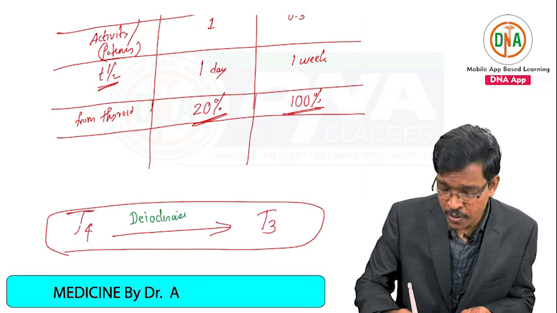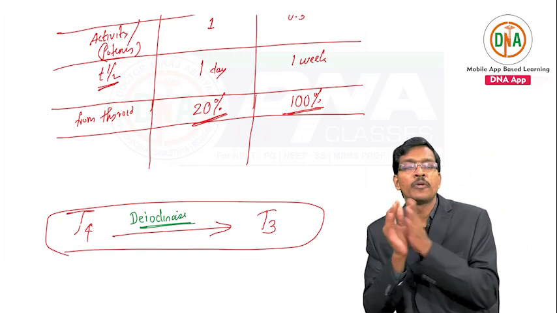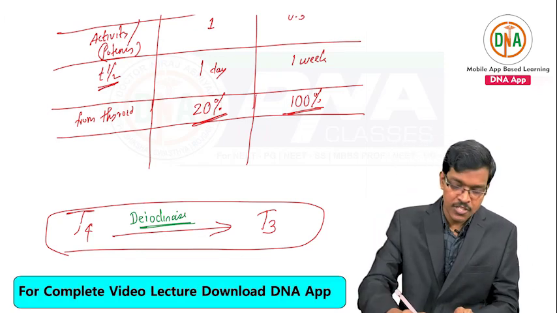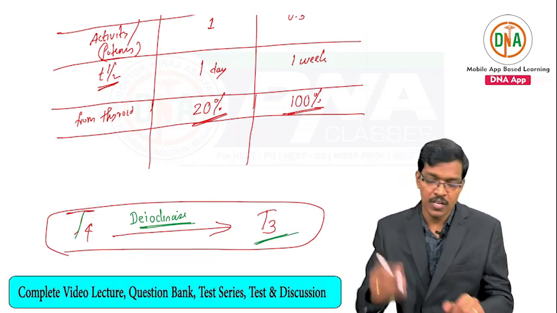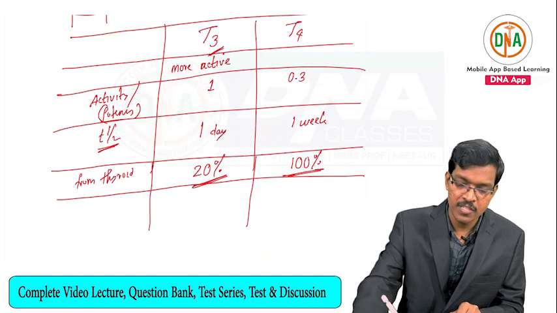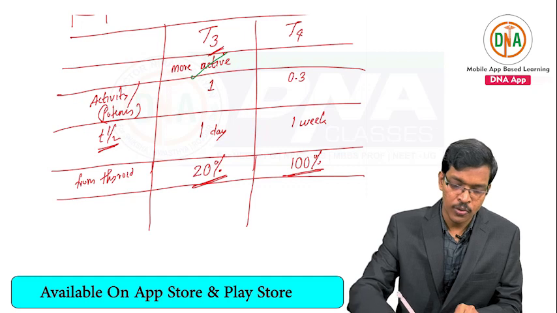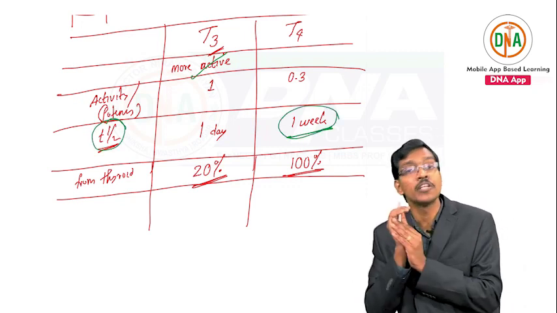This is what we have been taught, the peripheral conversion of thyroid hormones. Peripherally, T4 is converted to the more active form, that is T3. That is deiodinase. So in terms of potency, the more active form is T3 and the less active form is T4. If you take the half-life, the longer half-life is for T4.